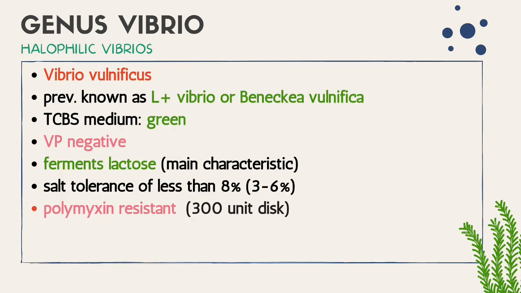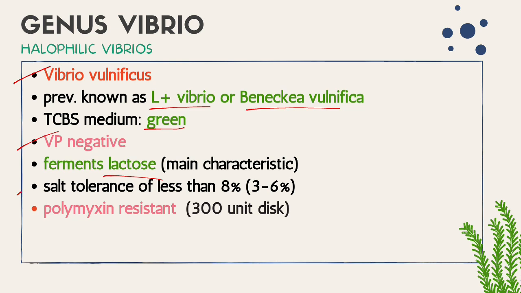So next, halophilic Vibrio, we have your Vibrio vulnificus. This is previously known as L-positive Vibrio or lactose-positive Vibrio or Beneckea vulnifica. On TCBS medium, their colonies appear green in color, so that means they are non-sucrose fermenters. And just like your Vibrio parahemolyticus, they are Voges-Proskauer negative. The main characteristic of our Vibrio vulnificus is their ability to ferment lactose. So this is the only Vibrio that can ferment this type of sugar.